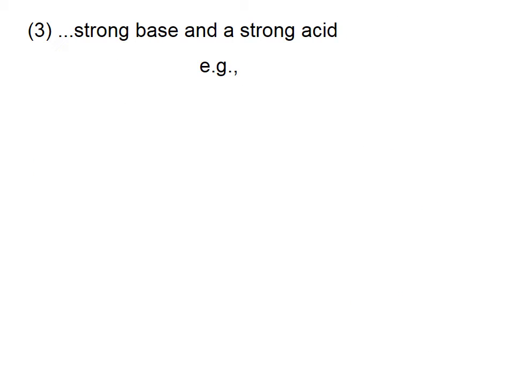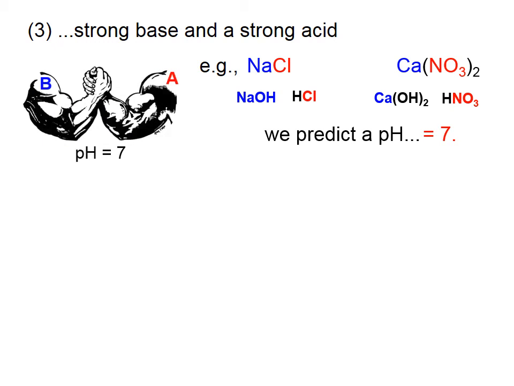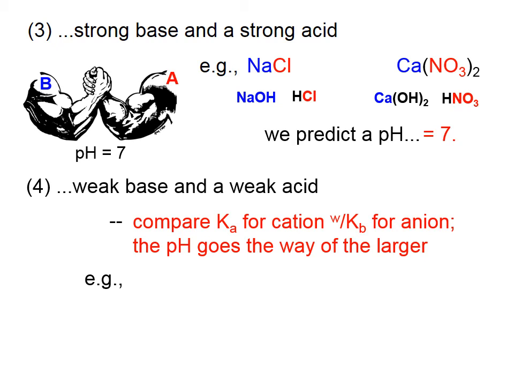What if you have ions in the salt that are related to a strong base and a strong acid? You can see in these two examples, the cations are related to strong bases, and the anions are related to strong acids. And in this case, we predict a pH equal to 7. It's a tie. And finally, what if the ions in your salt are derived or related to a weak base and a weak acid? This one we can't tell by inspection. We have to actually do a little work for this, but here's what you would do.